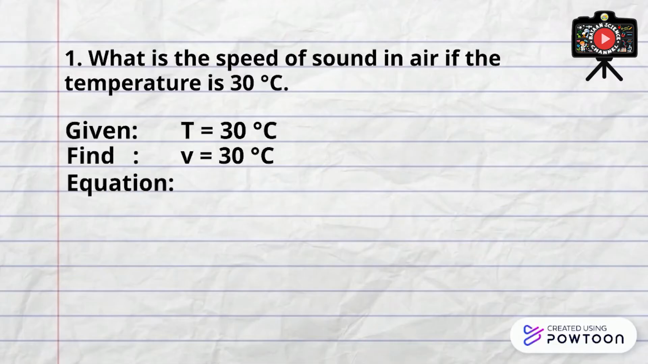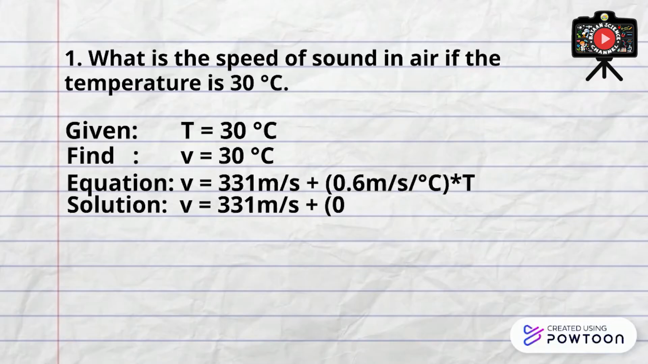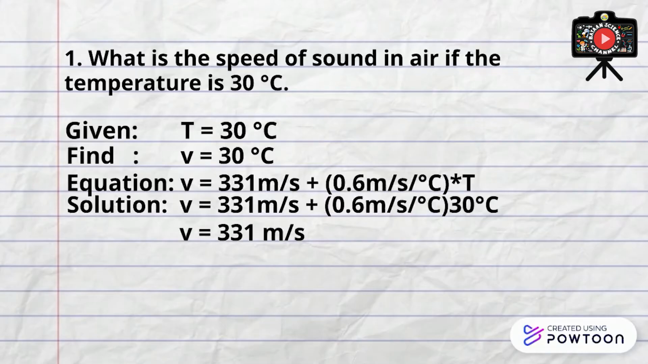Then, ang equation natin ay V equals 331 meter per second plus open and close parenthesis 0.6 meter per second per degree Celsius, multiply by the temperature. Next, for the solution, we need to substitute the given, which is the temperature of 30 degrees Celsius. So we have V equals 331 meter per second plus open and close parenthesis 0.6 meter per second per degree Celsius multiplied by 30 degrees Celsius.